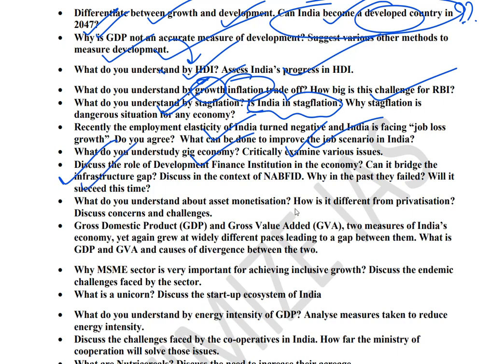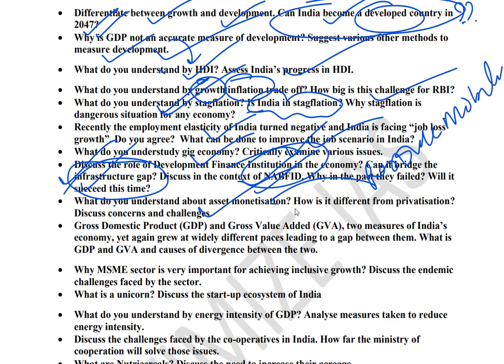Okay, and a question can come asking whether it will be able to fill the infrastructure gap, and why in the past the institutions which were created have failed. Why have development institutions in the past failed? Okay, they can ask you this. Then they can ask you the topic of asset monetization, because they can link asset monetization to resource mobilization. Okay, next is the concept of GDP and GVA.